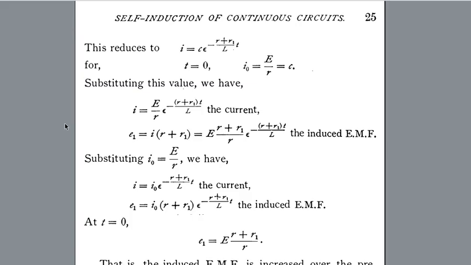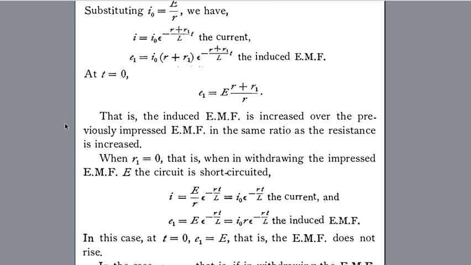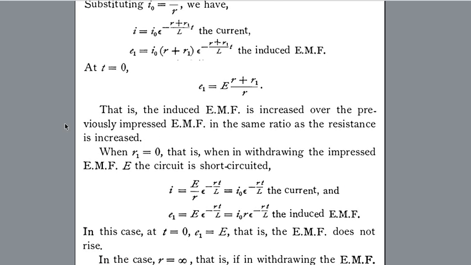Substituting I0 equals E divided by (R plus R1), we have I equals I0 times e to the power of negative (R plus R1) times t divided by L, and EI equals I0 times (R plus R1) times e to the power of negative (R plus R1) times t divided by L. At t equals 0, I equals I0 equals E divided by (R plus R1), and the electromotive force of self-induction is EI equals I0 times (R plus R1).